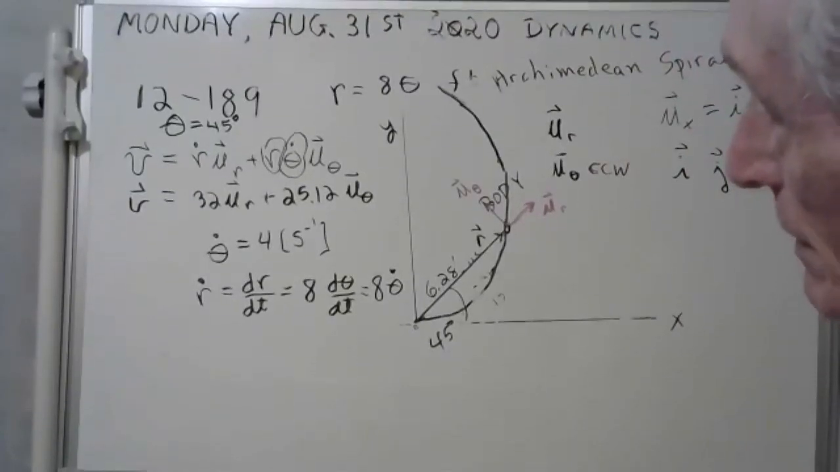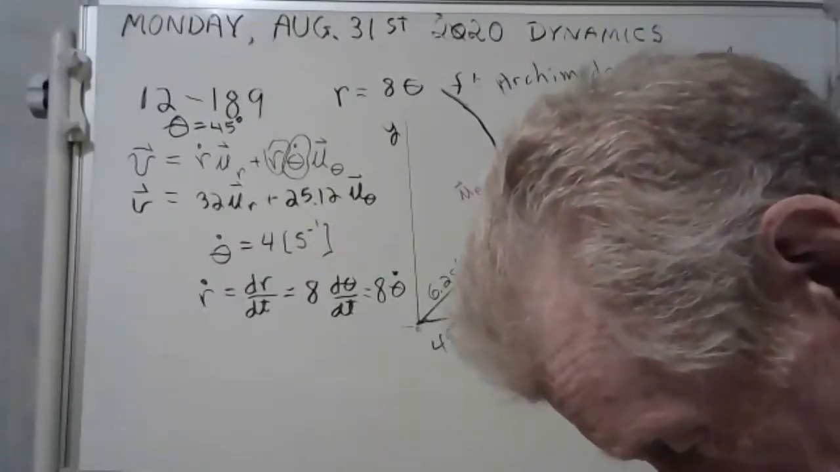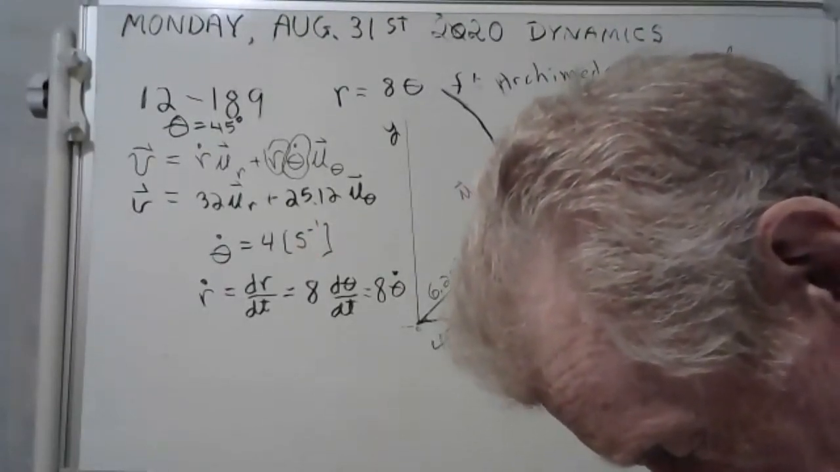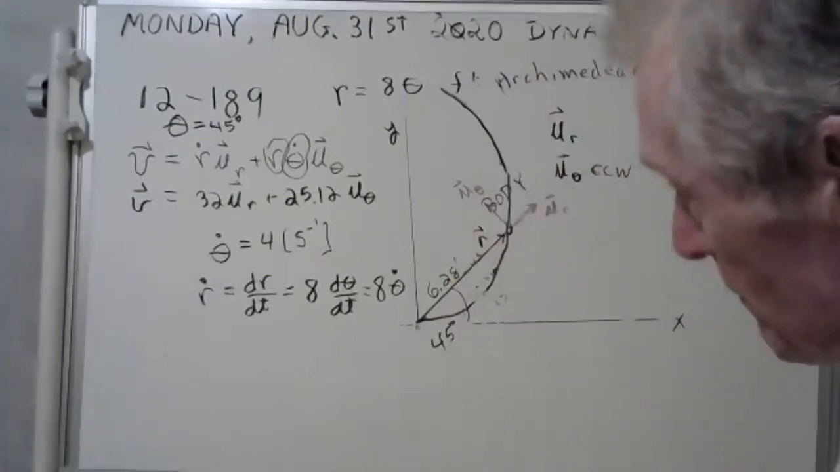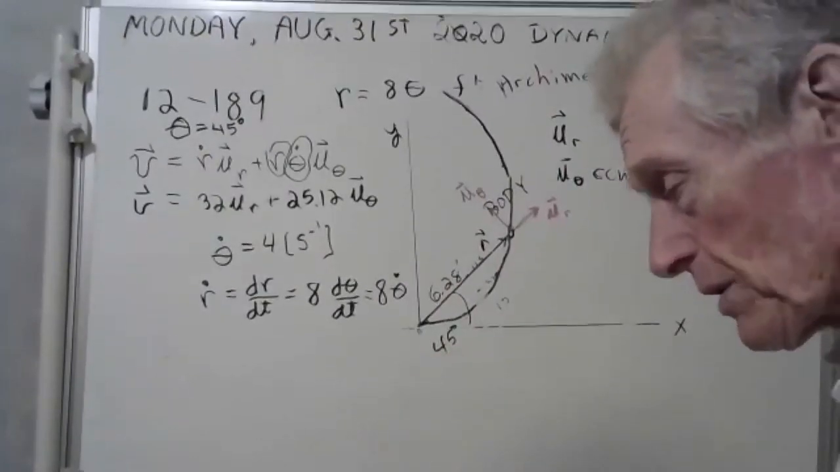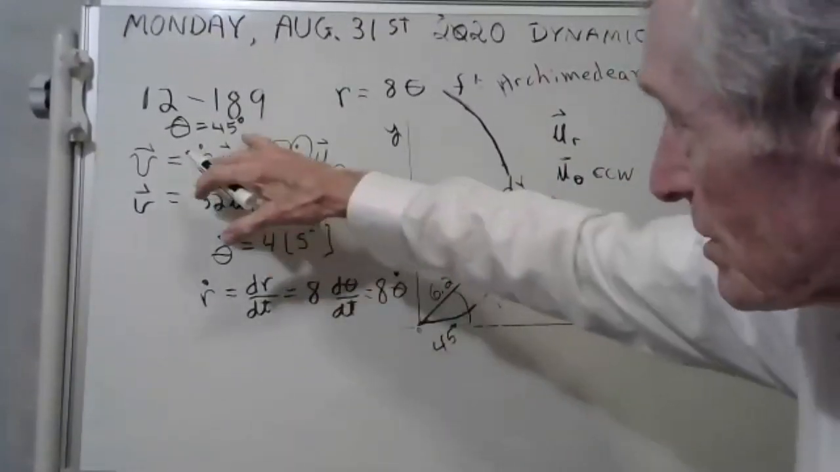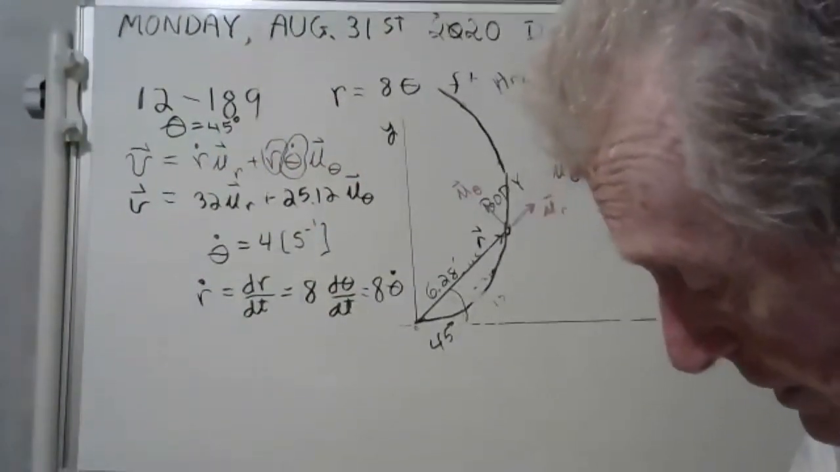Okay, well, we're done. Ta-da, we got it. Is that what they wanted? Let me read it here. Determine the radial and transverse components. Yeah, we just did. Only you're not going to find those answers in the back of the book because I changed the problem. I changed it to 45 degrees. They've got the answers in the back.